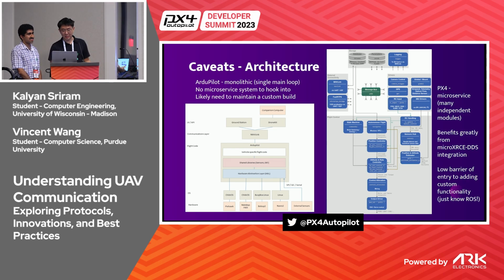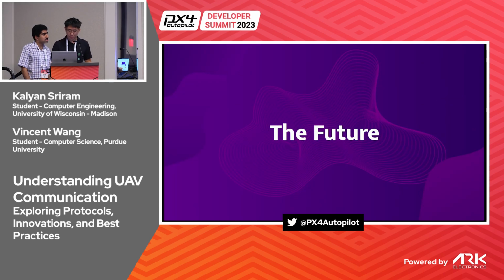uORB is PX4 specific because PX4's microservice architecture stands to benefit a lot from integrating with this pub-sub architecture with ROS, because your ROS2 nodes can just hook directly into that microservice system. But other autopilots like ArduPilot may have a more monolithic architecture that doesn't adapt as well. So you may still need to write custom code in an ArduPilot build to read those custom functions from XRC DDS. So what will the future look like for UAVs?